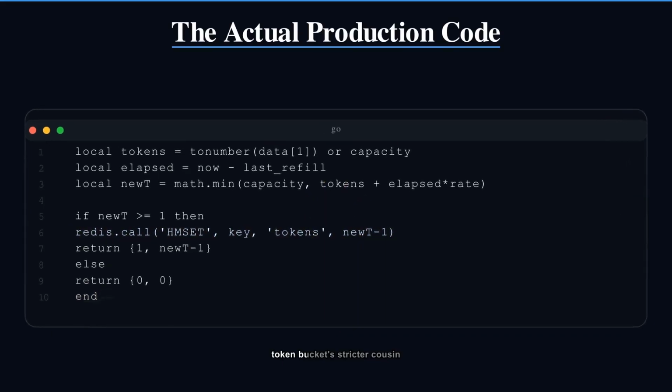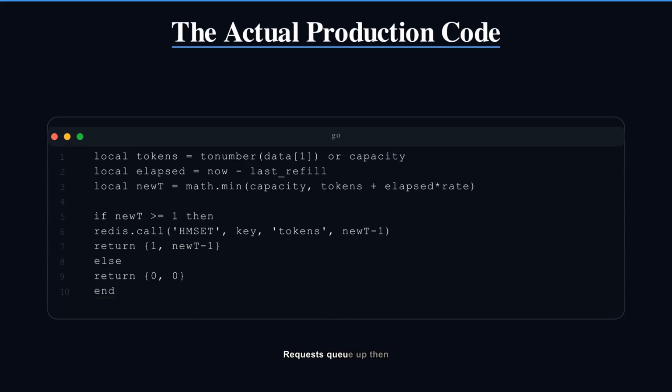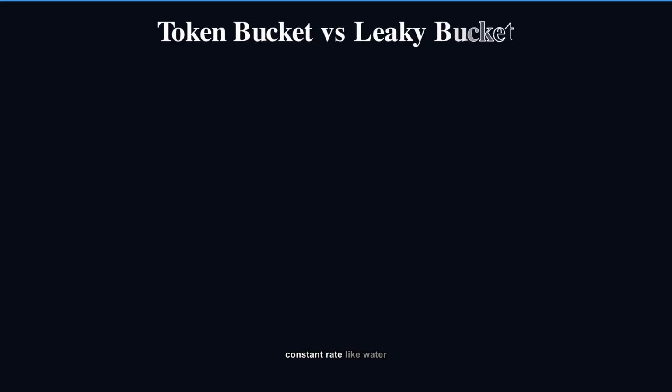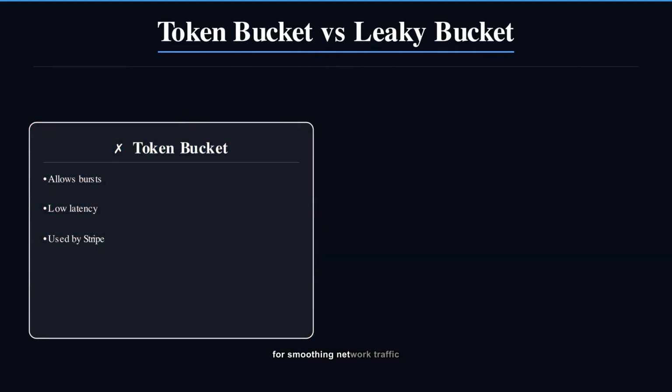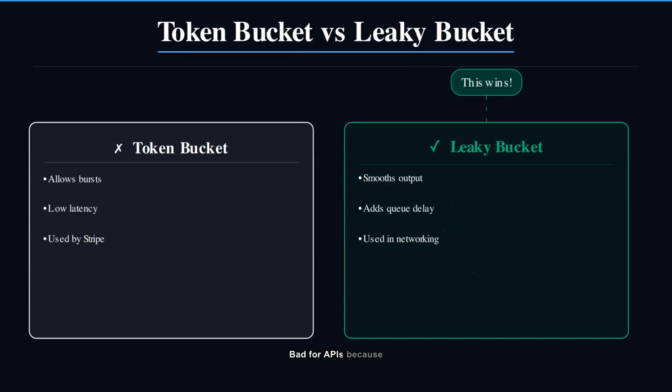Leaky Bucket is Token Bucket's stricter cousin. Requests queue up, then drain at a perfectly constant rate, like water leaking from a hole. No bursts ever. Great for smoothing network traffic. Bad for APIs, because legitimate bursts now sit in line, adding latency users can actually feel.